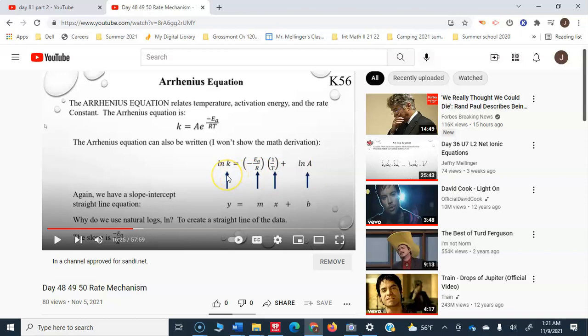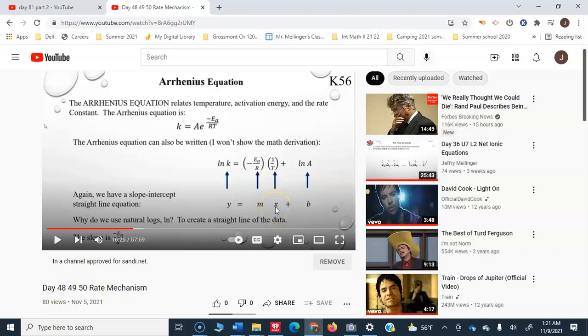And again, why do we use natural logs, or logs in general? It's to convert curved lines, which this equation is, into a straight line. So you see this has y equals mx plus b. That's just the integrated math 1 formula for a straight line. It has a slope, and the slope of this line is negative EA over R. And the x, which is the independent variable, is 1 over T. And the y-intercept b is natural log of A. So the dependent variable is natural log of k. The independent variable, which would be x in a math equation, would be 1 over T.